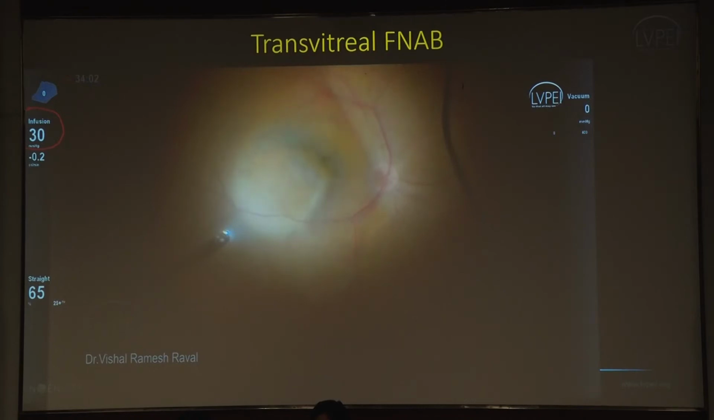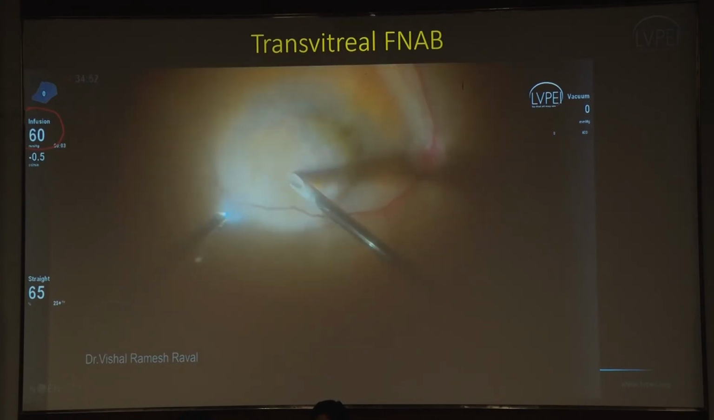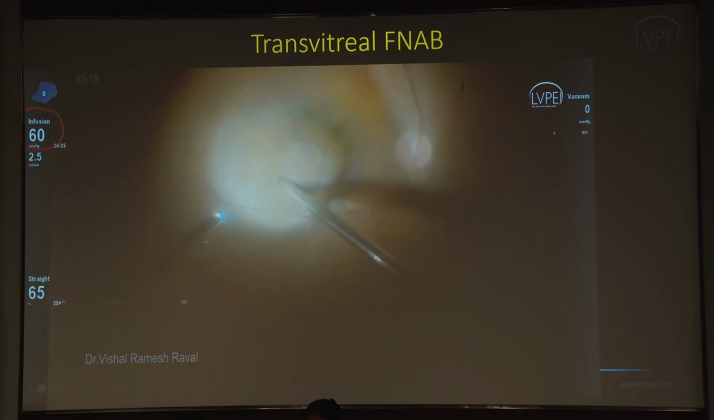So this is the video which shows, after 3 ports, a transscleral transvitreal biopsy, where we use a long 24 gauge needle which penetrates at the most prominent portion of the tumor, avoiding any major retinal blood vessels, and at the same time the sister is aspirating with a 2 ml syringe attached to a short tubing, and this material is collected freshly and sent to the cytopathologist within 30 minutes of collection.